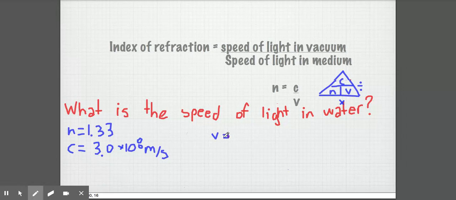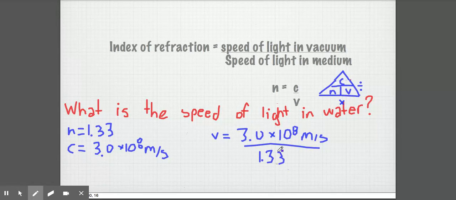So in this case, V is going to be equal to C. Well, we actually know what C is. C is 3.0 times 10 to the 8 meters per second. And we know what N is, that bottom number, that's 1.33. So all we have to do is take 3.0 times 10 to the 8 and divide it by 1.33 in your calculator. Once you do that, you're going to get a really large number in the millions. That's exactly what we expect.